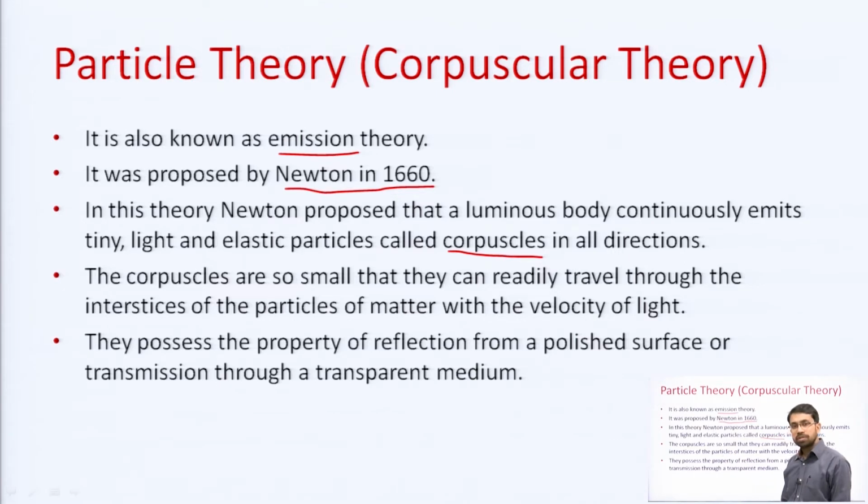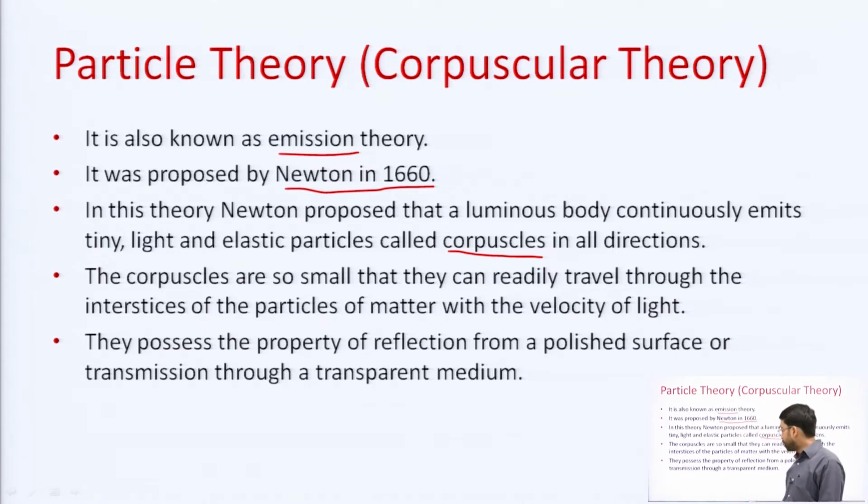These corpuscles are so small that they can readily travel through the intersections of substances, of materials. So, he assumed that these particles are so small that they can travel through material, the space that is between nucleus and electrons. So, it can travel through atom also. So, it can travel through matter with the velocity of light. So, it is so small.